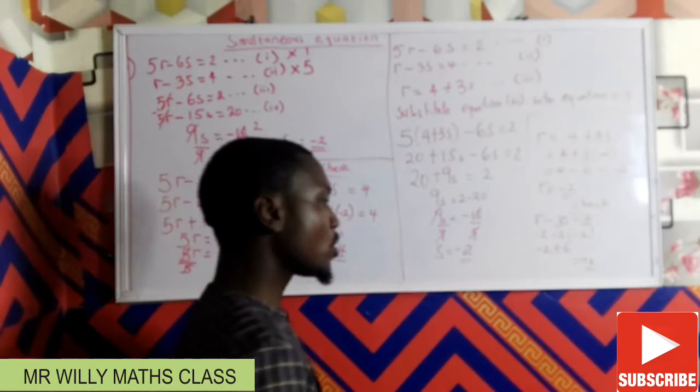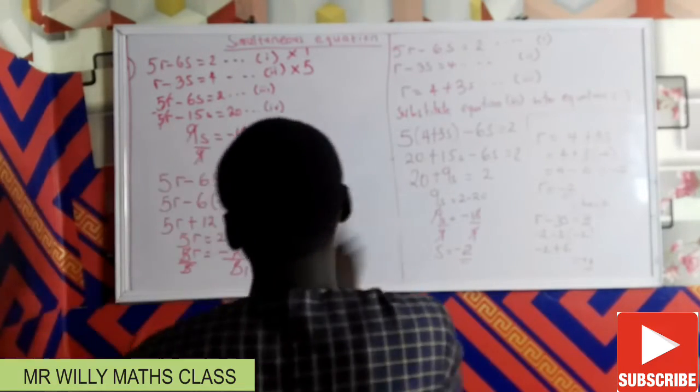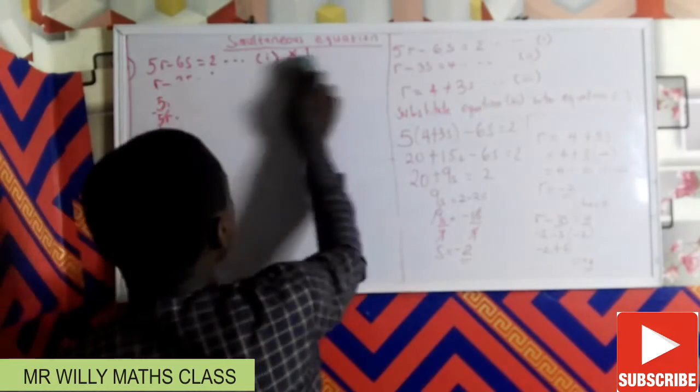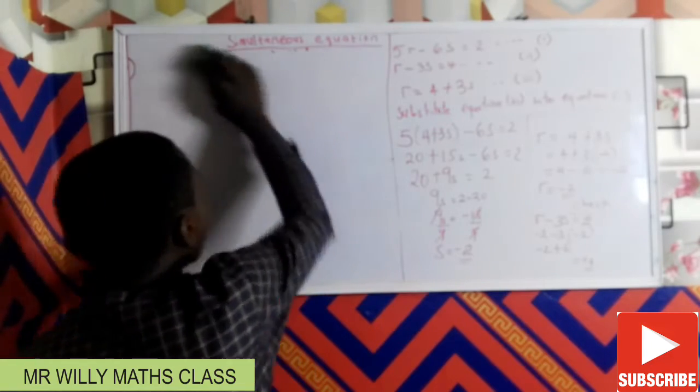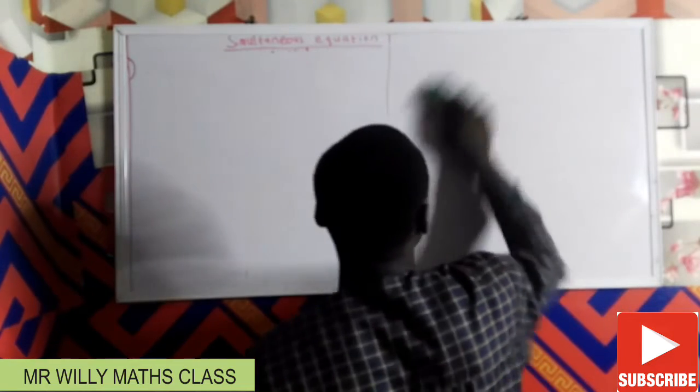For this class, I want us to go for one more example so that you can understand the method and you settle for either elimination or substitution. So the one that you are comfortable with, you just pick it up. Now we'll be dealing with another example.